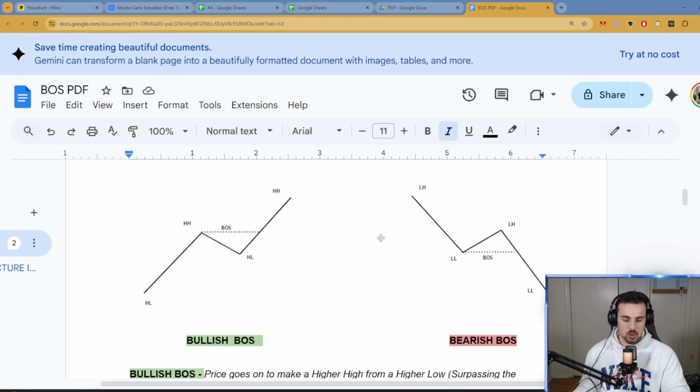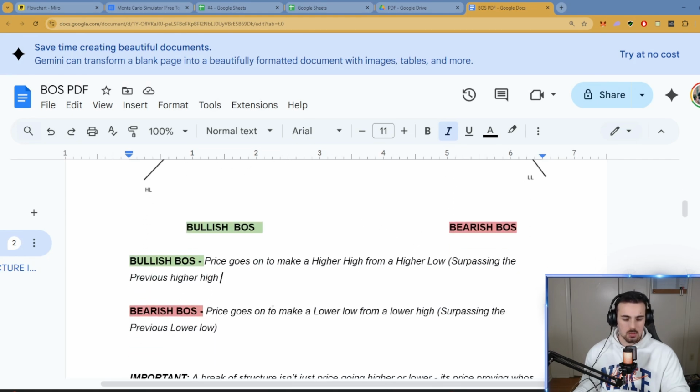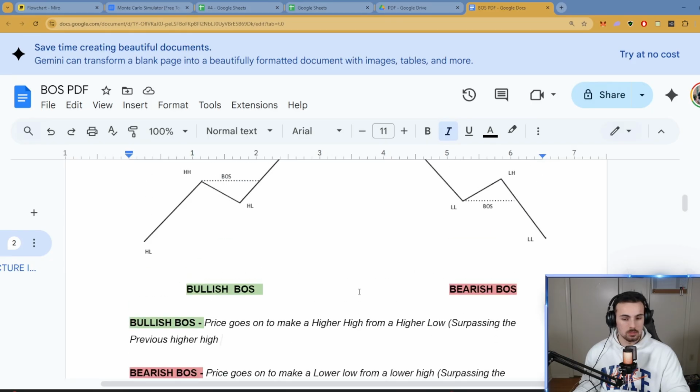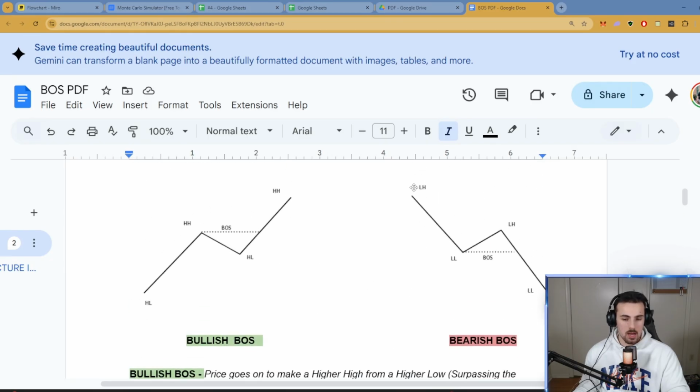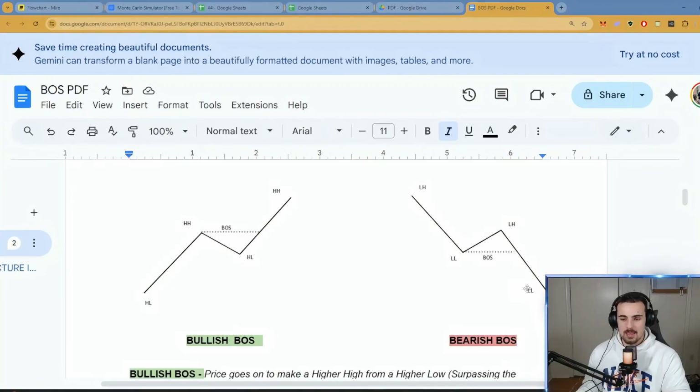Let's look at the bearish example. Price goes on to make a lower low from a lower high, surpassing the previous lower low. So you have a lower high, a lower low, a lower high, and now you have a lower low that surpasses the previous lower low. And that new lower low is the creation of a new point in structure. And that comes from the previously existing lower high.